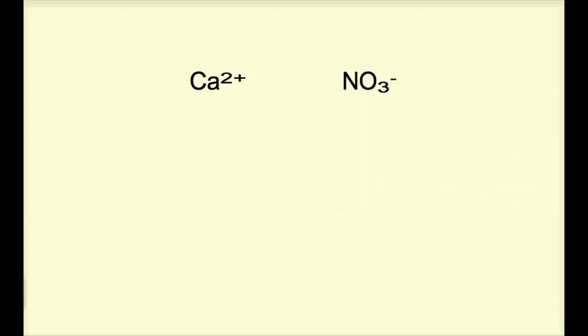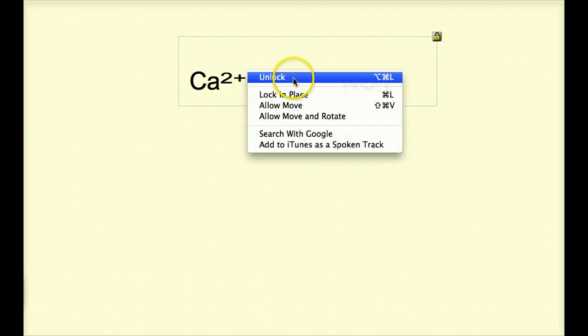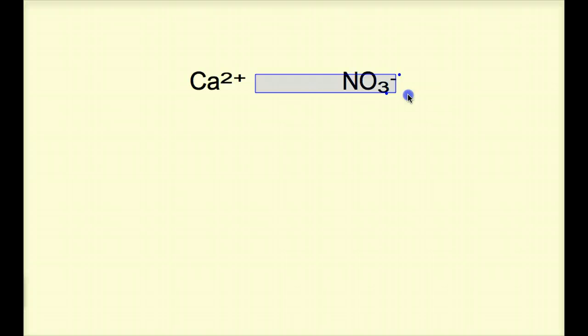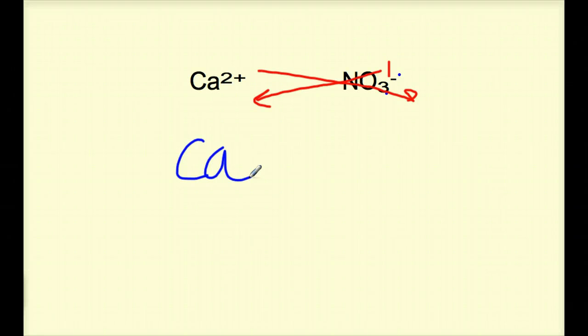If I have these, just to take note, that is a negative charge, but that number 3 is at the bottom. This charge of a 2 plus is going to swing down here. This charge of a 1 minus is going to swing down here. So if I write this, I would get Ca1, then I would get NO3, 2.